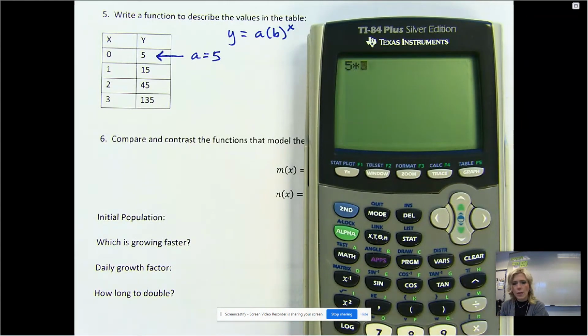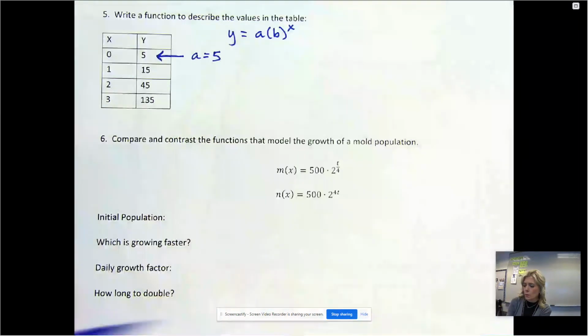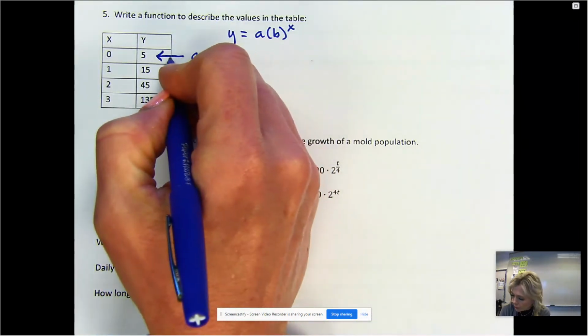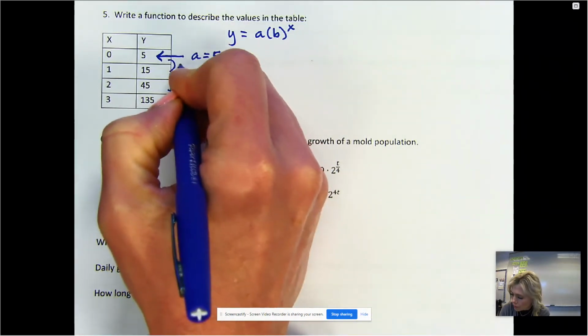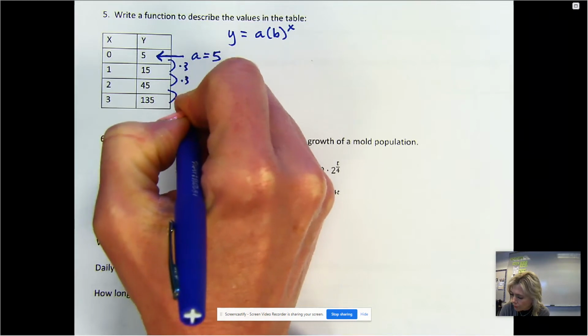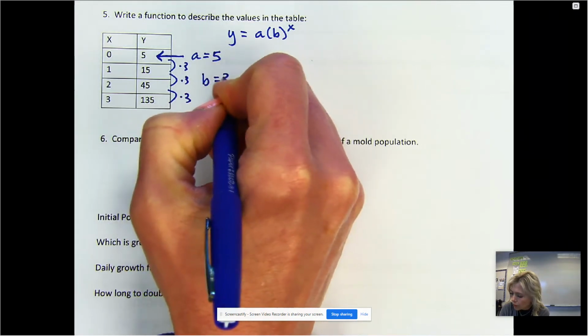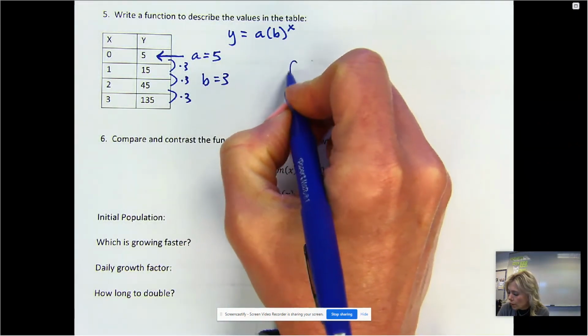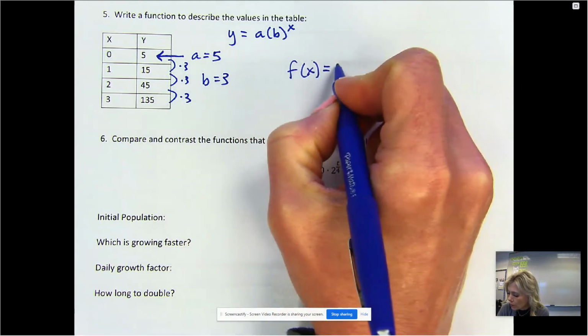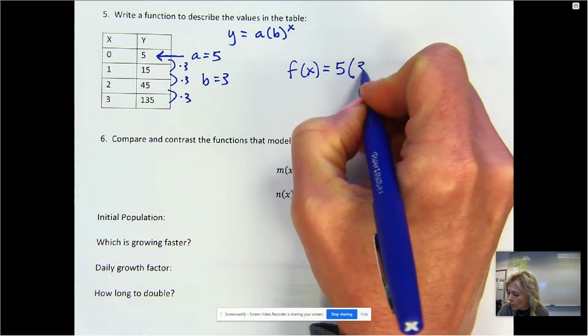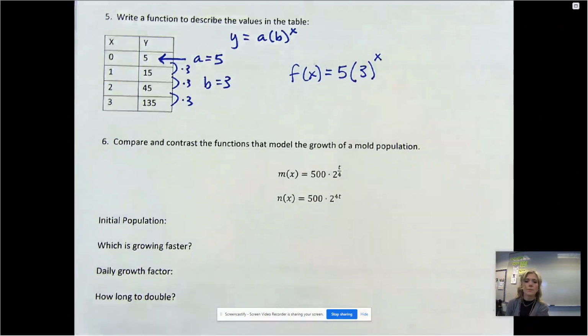I know 5 times 3 is 15. Okay, so yes. And then, what's 15 times 3? Oh, look, it's 45, just like what it says in the table. And then that times 3 again is 135. So it looks like our constant multiplier is 3. So since it's times 3 each time here, that tells me the b value is 3. So maybe f of x equals initial value times the constant multiplier to the x.